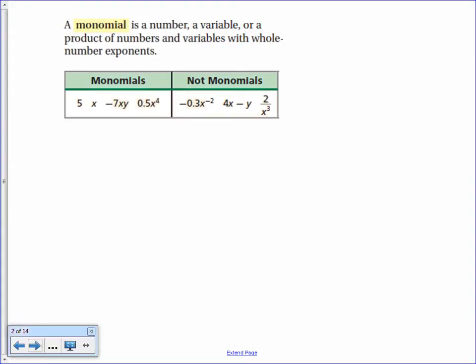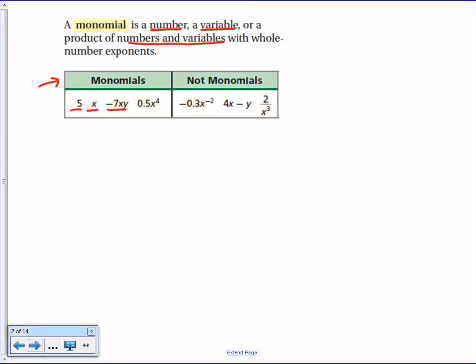Polynomials are made up of what are called monomials. So here we go. A monomial is a number, a variable, or a product of numbers and variables with whole number exponents. So it can be a number. If we look at examples, 5, 6, 8, 12, those can all be monomials. A variable, so x, or y, or a, or b, or whatever. It could be ab or xy, as we have a product of numbers and variables.